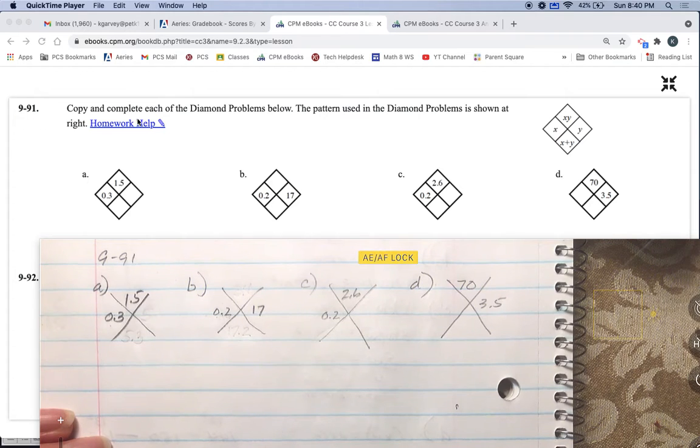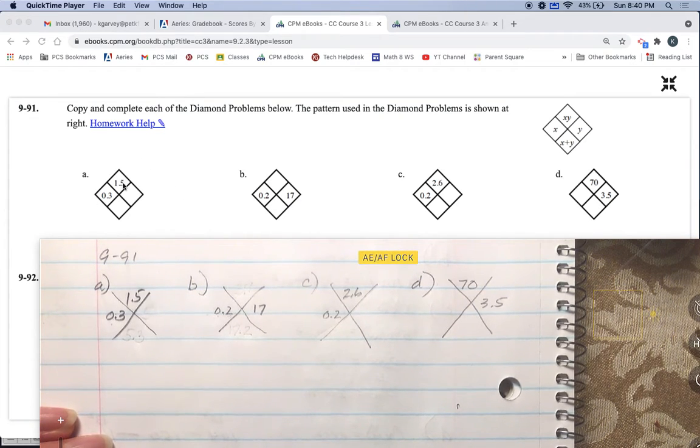9-91, copy and complete each of the diamond problems below. The pattern used in the diamond problem is shown at right. So this is the pattern. We've got a number on this side and on this side, two different numbers. To get the top part, we multiply those numbers together to get the product. And to get the bottom part, we add those two numbers together to get the sum.